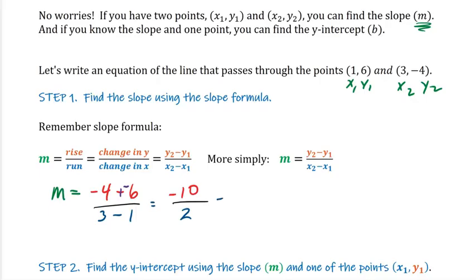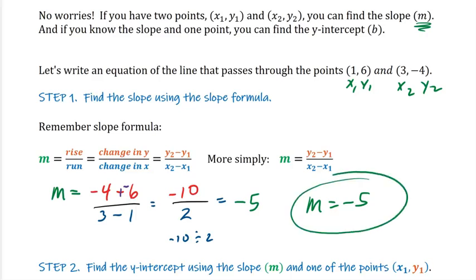All right, so now this is pretty easy to do. Our slope is negative 10 divided by 2. Now a negative divided by a positive is going to be negative. Negative what? Well, 10 divided by 2 is 5. So we have a slope of negative 5. All right, so m equals negative 5.